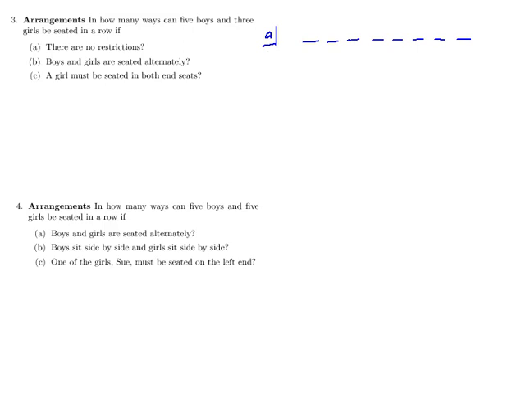And there are no restrictions, so we can have any kid sit anywhere. So for this first seat, we have 8 choices. Now once that person's seated, they can't be in any other seats, so there are 7 choices for the next seat. And then 6, and 5 times 4 times 3 times 2 times 1. Another way of writing this is 8 with an exclamation point, 8 factorial.